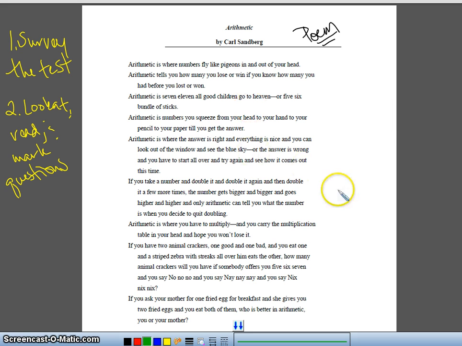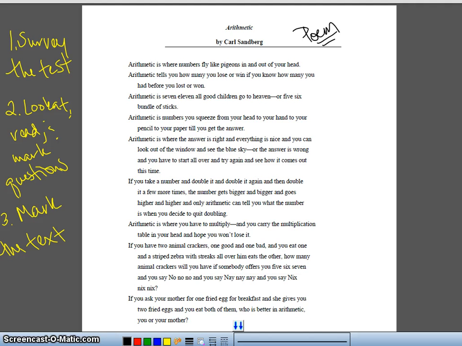So the first two things that you do when you're taking any test, if you have the ability to mark on it, which for the MAP test you do, you want to survey that test, look at, read, and mark the questions. And the third thing that you want to do is mark the text. This video will show you exactly how your language arts and reading teacher expects you to mark the text during the MAP test. Now earlier we already decided that the text that we are looking at is a poem.